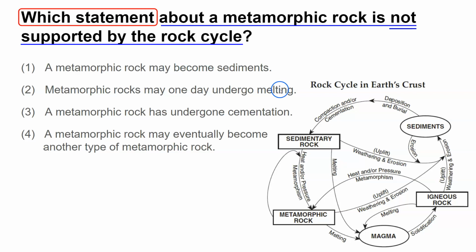So statement 1, a metamorphic rock may become sediments. I can see that because I can follow an arrow that says uplift, weathering, and erosion, and I will become a sediment from a metamorphic rock. So 1 is true. 2, metamorphic rocks may one day undergo melting. I also see an arrow for metamorphic rocks that says melting, turn into magma. So 2 is also true. 3, a metamorphic rock has undergone cementation. The only arrows I see going into metamorphic rocks say heat and or pressure, metamorphism. So 3 is our untrue statement.